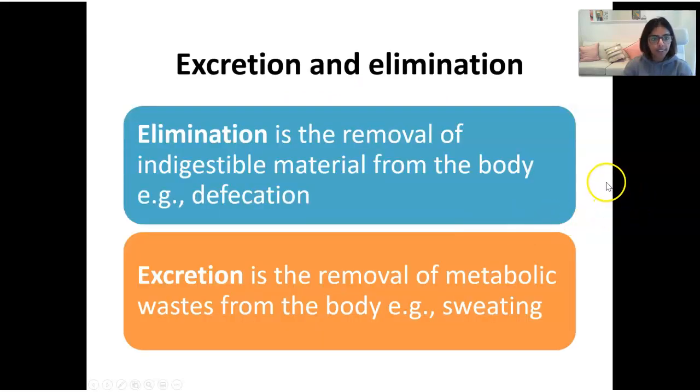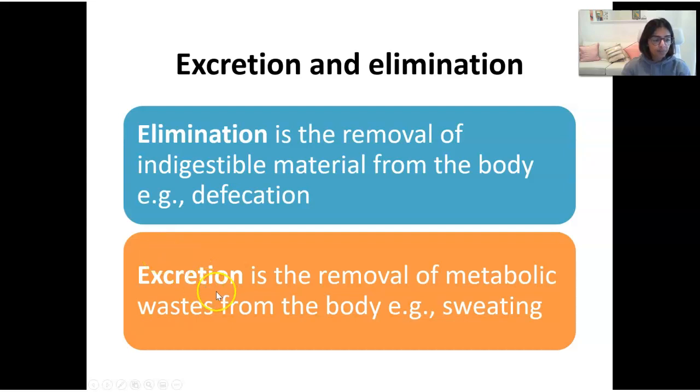And just as a reminder, we've done the digestive system, and we understand that elimination is the removal of indigestible material from the body, and the most common way of elimination in humans is defecation. We are not going to be looking at that in this lesson. We are going to be focusing on excretion, and it's really important that you are able to differentiate between these two words and be able to give examples in a written exam or test question.